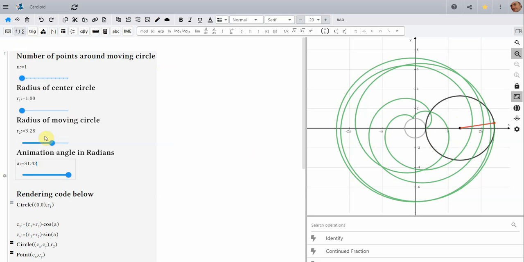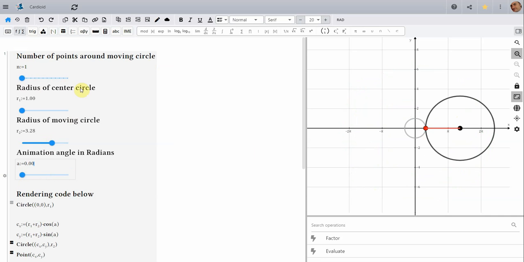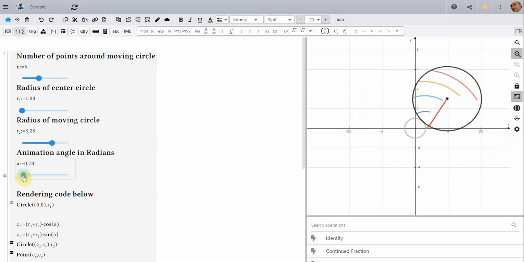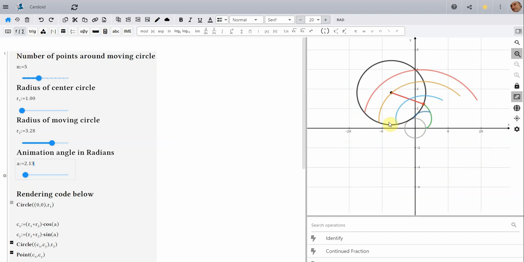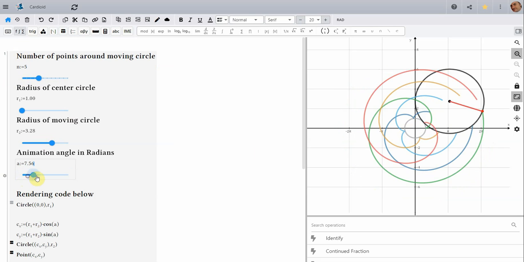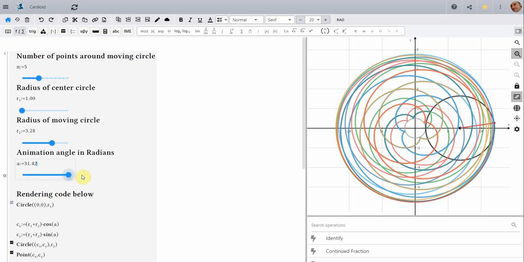So for example, let's move this back down to 0. Right now I'm only drawing 1 point as I move the circle. However, if I increase this to, let's say, 5, now as I draw out the circle, I'm actually drawing 5 points: the original one here, 2, 3, 4, and 5. So now we get a lot more lines and a more interesting pattern shows up.